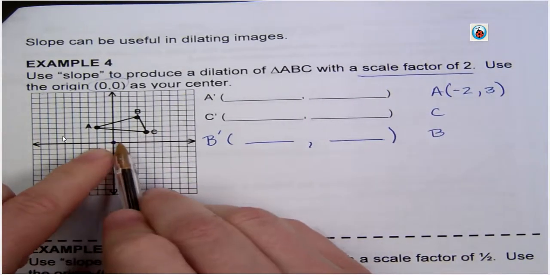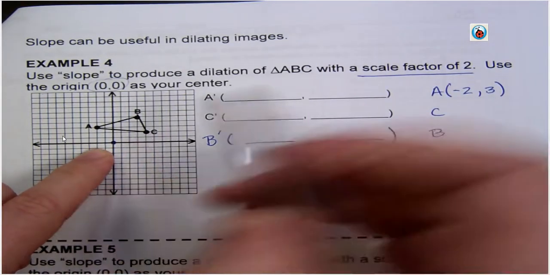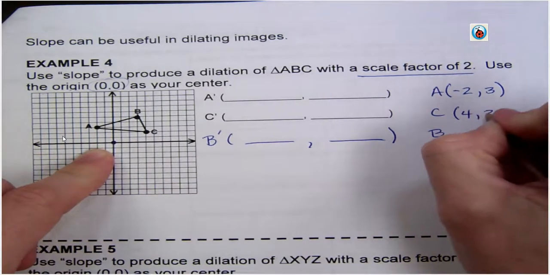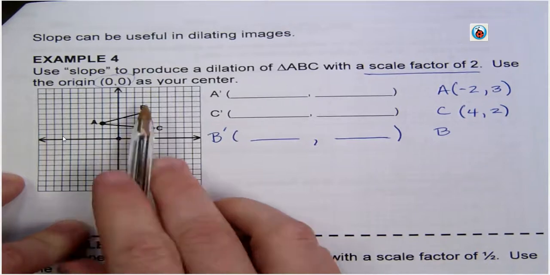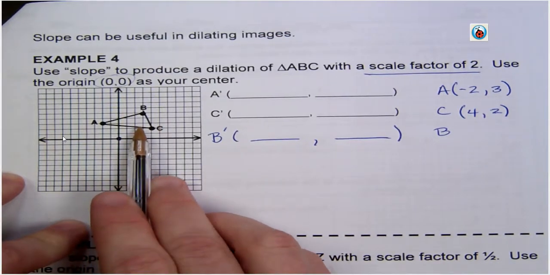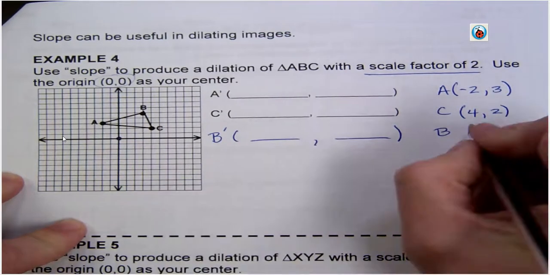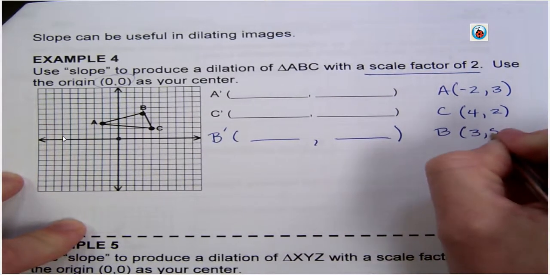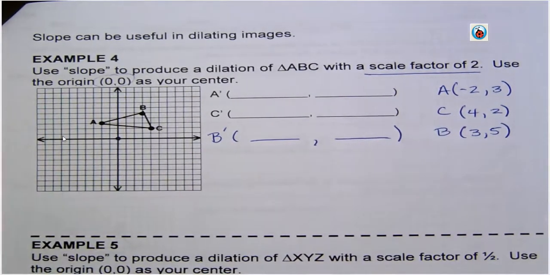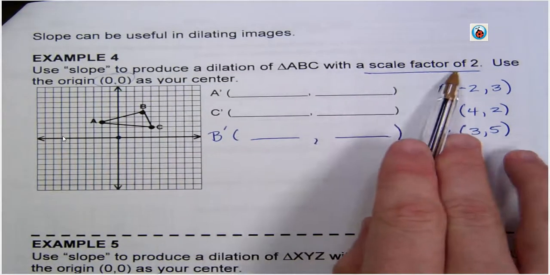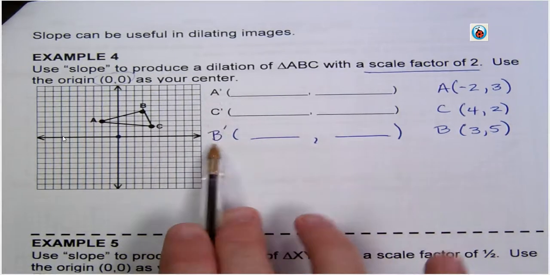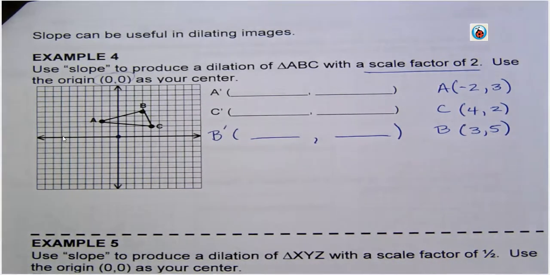The original C is at 4, 2. And then the pre-image of B is at 3, 5. So whenever we dilate this by a scale factor of 2, we will have our image points A, B, and C, and those will be our new points.